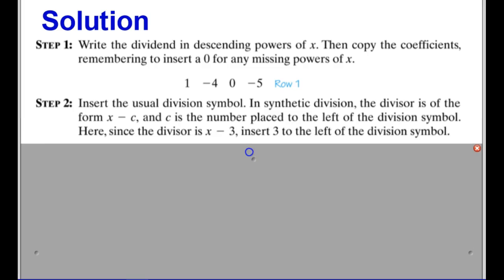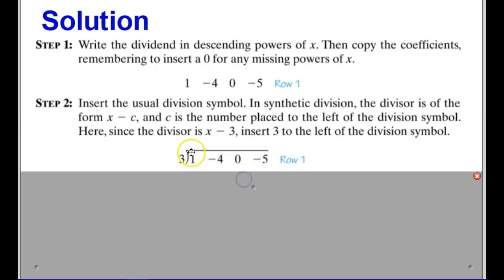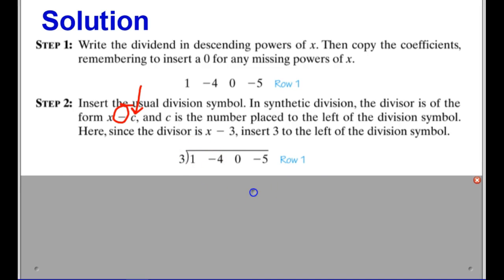So I'm dividing by 3 right here. And this is always going to be x minus c, always with this minus here. That's the big thing that can get lost a lot of times: it's always going to be x minus something. And then this is what I'm dividing by. So don't forget the x minus.